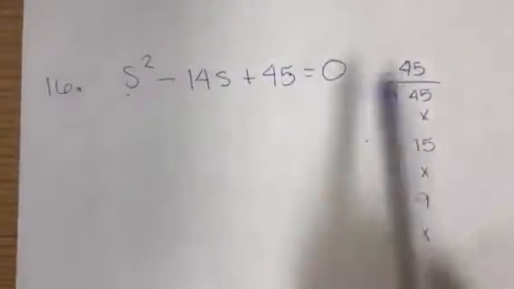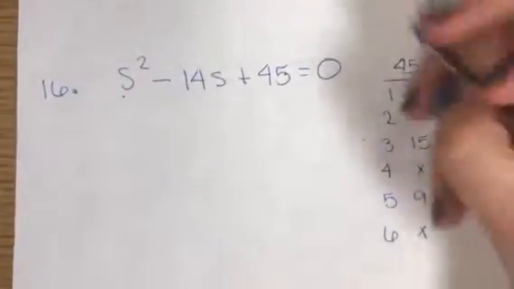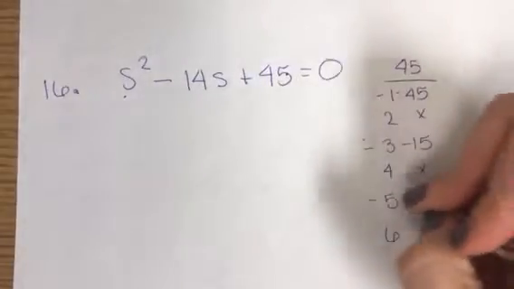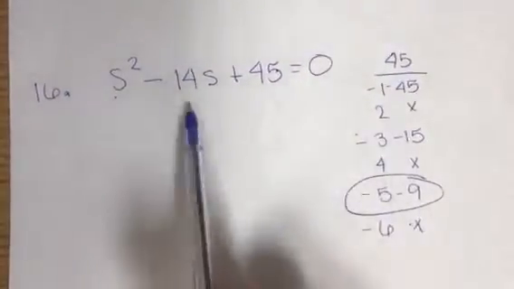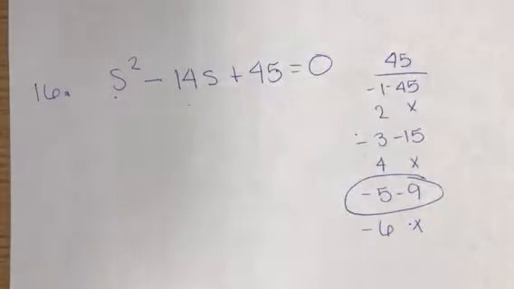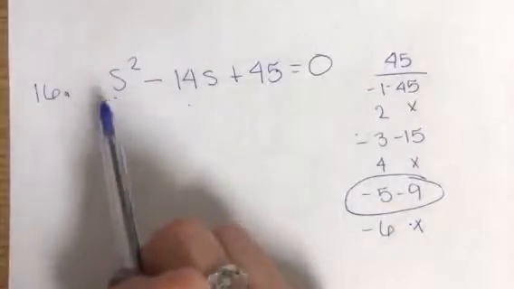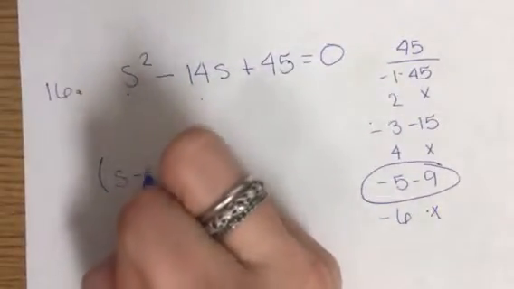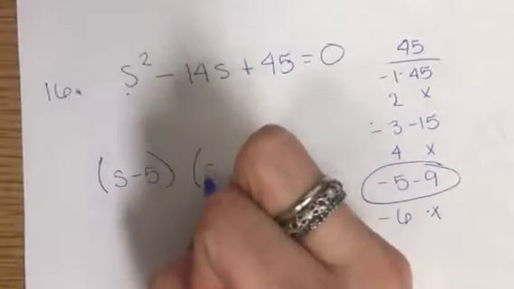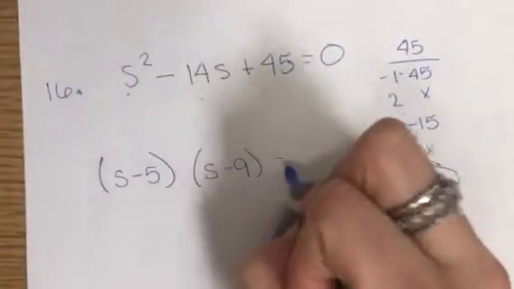Okay, in this case, we have a positive, but we want them to add to a negative, so we want both of them to be negative. And we need them to add up to b, so -5 and -9 will add up to -14. Right, a does equal 1 here, so we can use the shortcut and just factor this into an s minus 5 and an s minus 9.